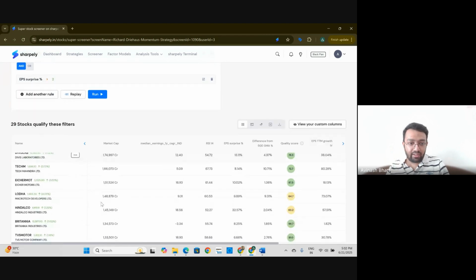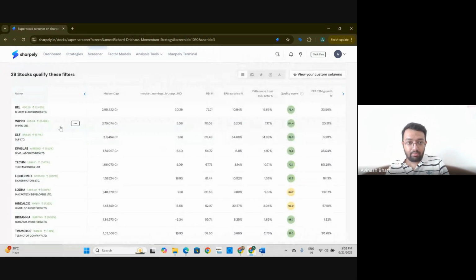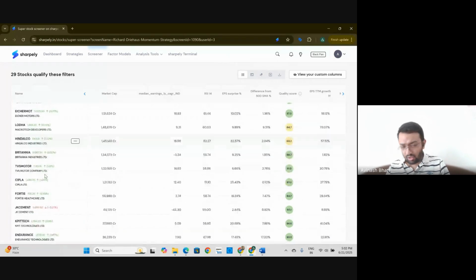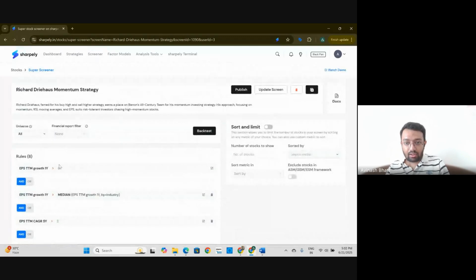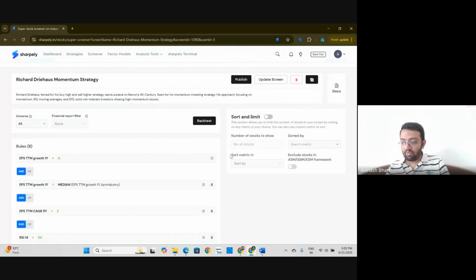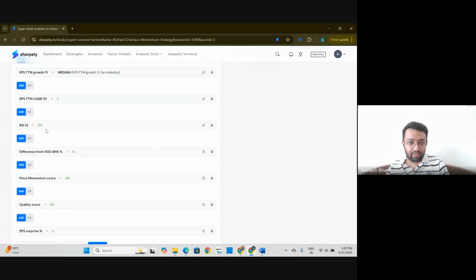And then we have 29 stocks. So VEL, Wipro, DLF, DVs, Tech Mahindra, all these good names. Again, you can backtest it and filter out. You can also limit the number of stocks that we have discussed till now. But this is an example of Technofunda.